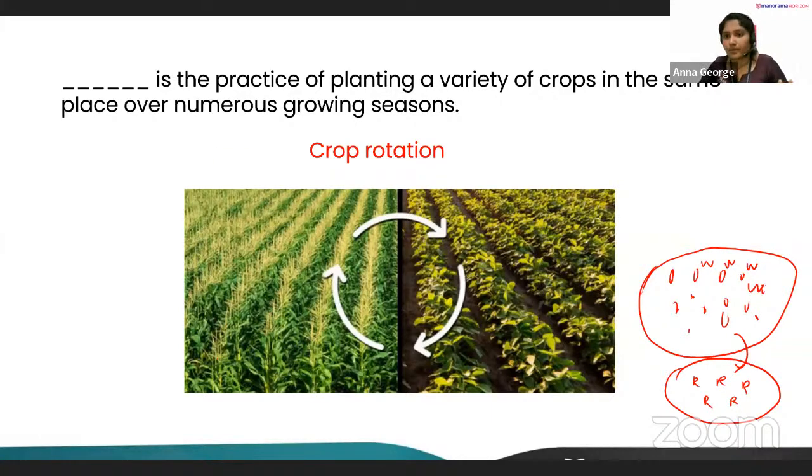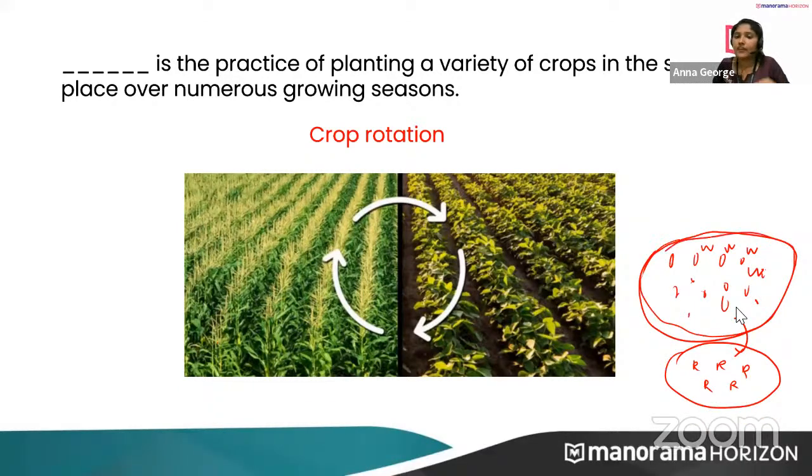Okay, I'll explain that now. Consider this is a field, a piece of land. If in one growing season wheat is grown here, this is just an example, and the whole plants are wheat, and that growing season is over, then in the next growing season, in the same piece of land, instead of wheat, rice is grown. So this is crop rotation, rotating the crops.